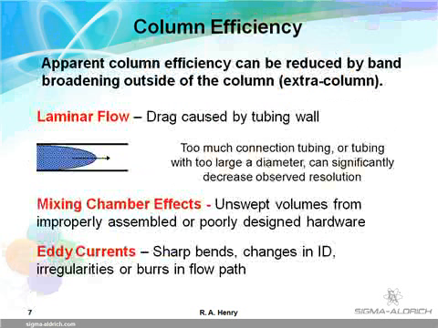The next slide shows that peak width can be increased and apparent efficiency decreased by the effects of band spreading due to laminar flow outside of the column bed. The effect on the sample zone is illustrated in the slide. The zone velocity is near 0 at the wall and twice the average velocity at the center.